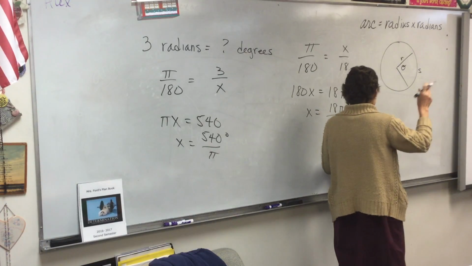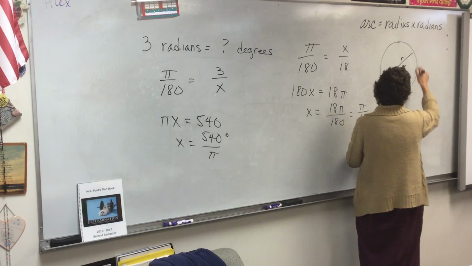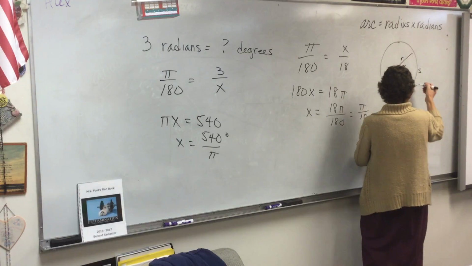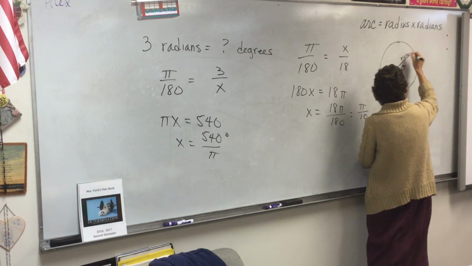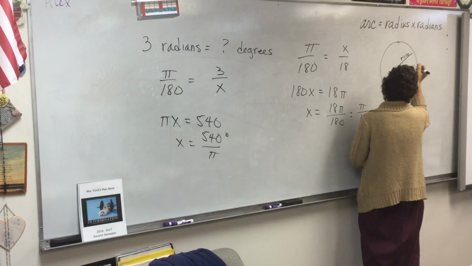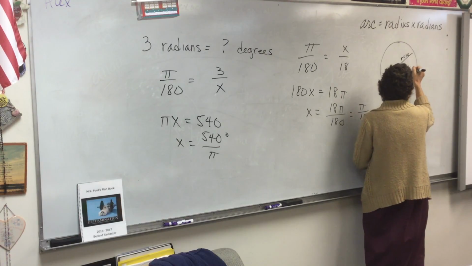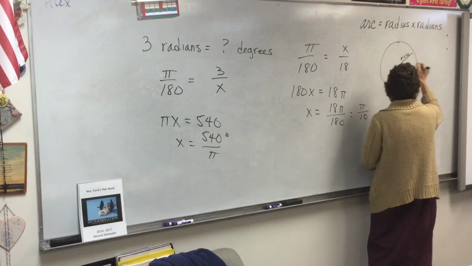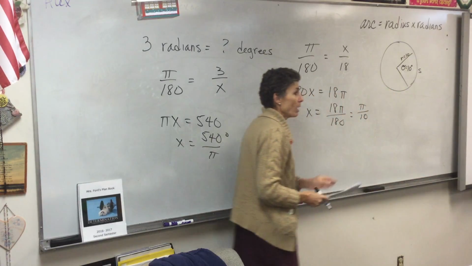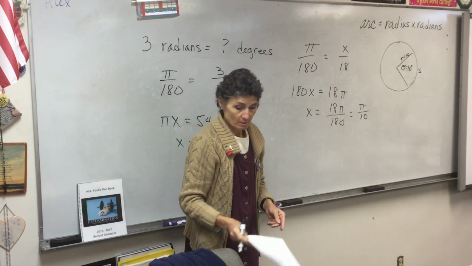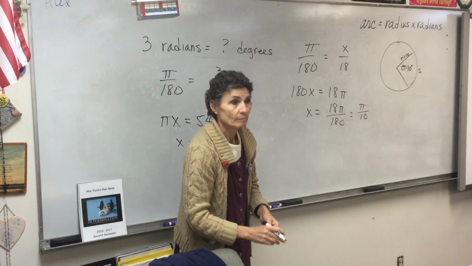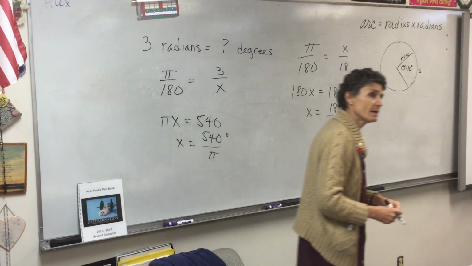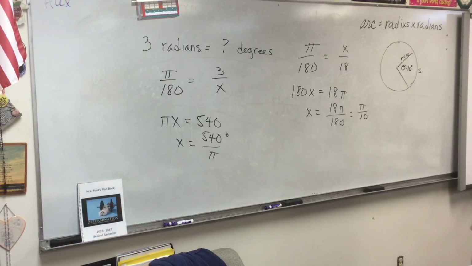Now, question A says find S, and you can tell from the diagram that's the arc length. If the radius is 10 and the central angle theta is 10 degrees. Uh-oh, we have a problem, don't we? What's our problem? 10 degrees. What's the formula say? Radius times radians. Shoot, I have a degree. Can I change a degree into a radian? We just practiced that, right?